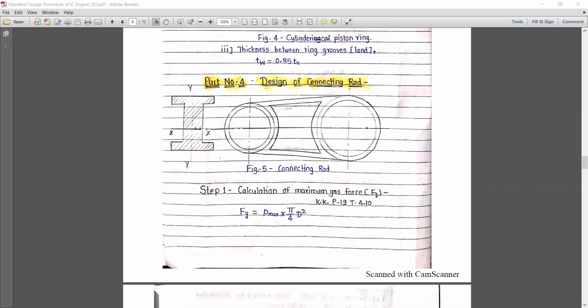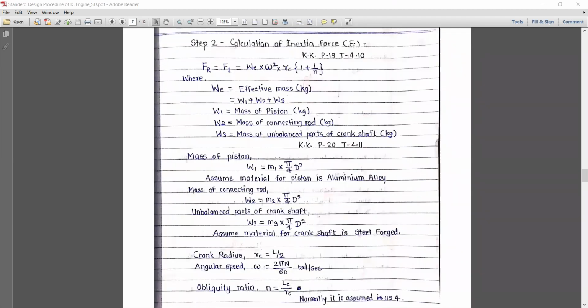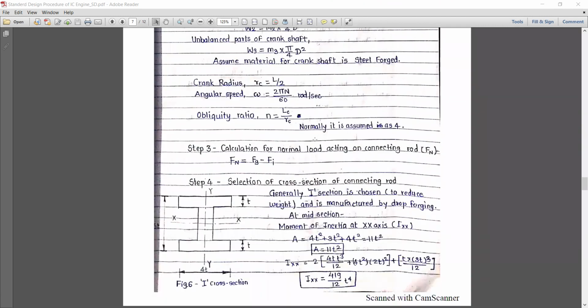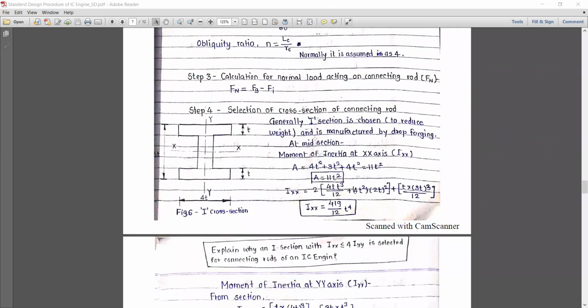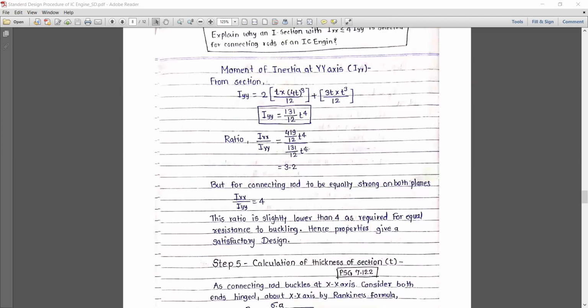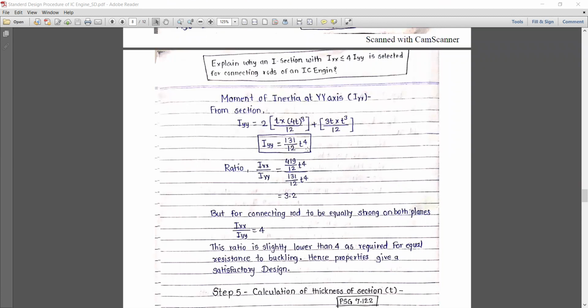Then connecting rod design, and why the I section is important. Based on the I section, we first need to calculate the inertia forces based on the effective mass of the piston, mass of the connecting rod, and mass of the unbalanced crankshaft. The mass of the piston we have calculated everywhere. Then calculating the normal force acting on the connecting rod. Then we have seen the cross-sectional area of the connecting rod, that is the I section. Then why the I section is important.